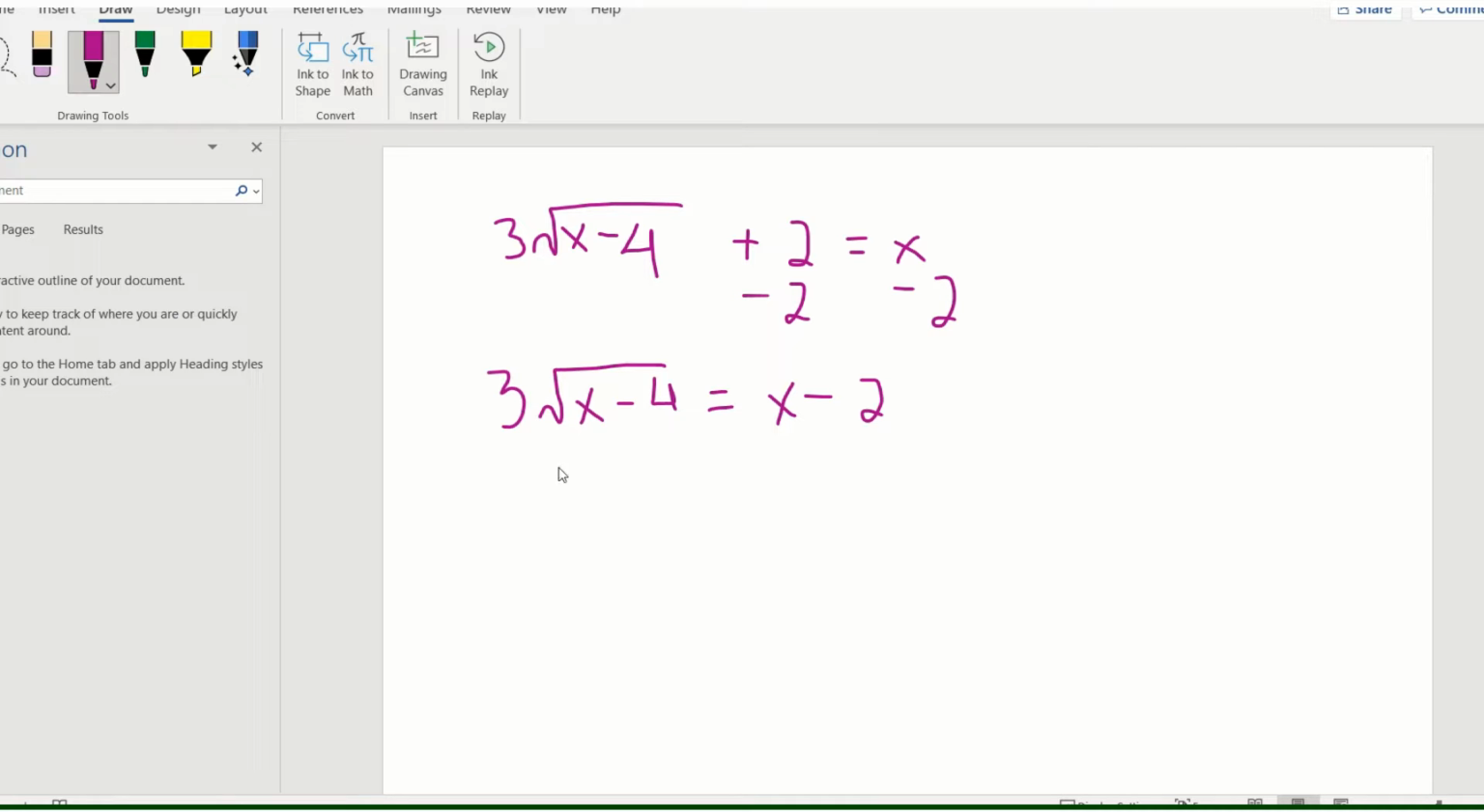We're going to square both sides. So I'm going to square this side. And I'm going to square this side.